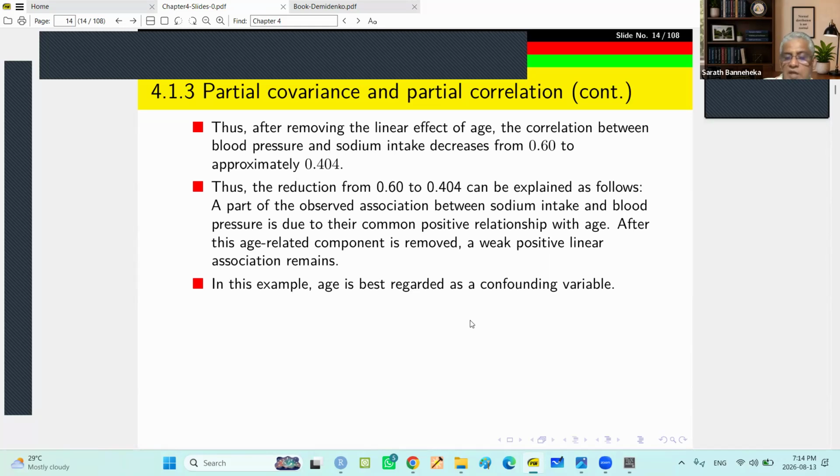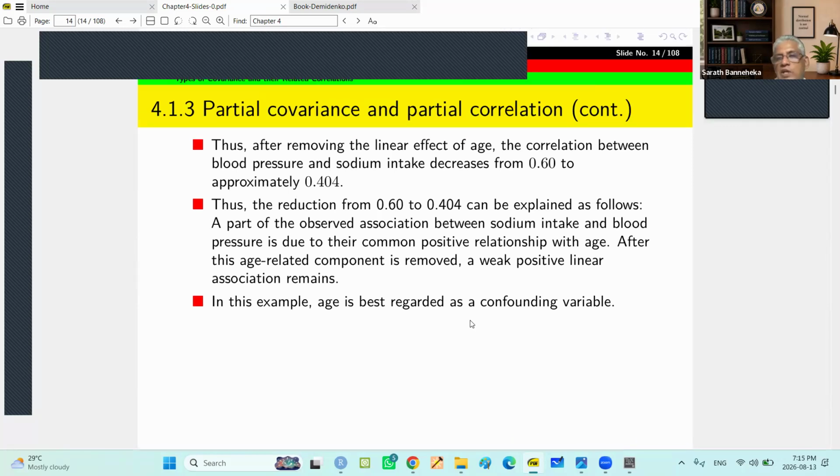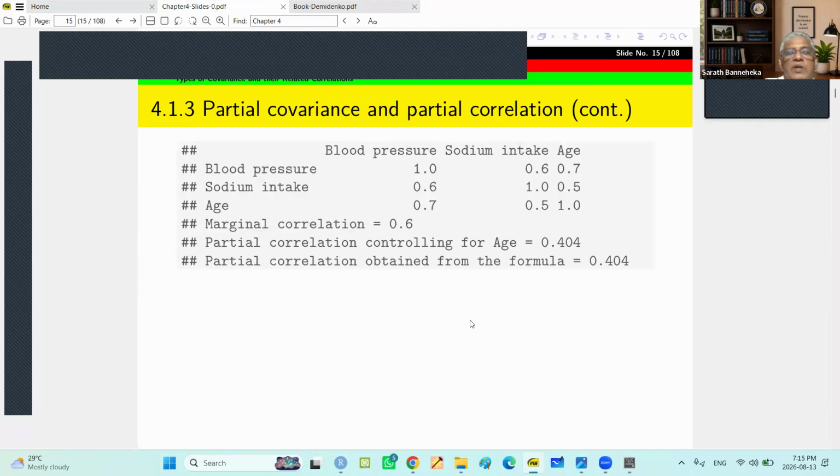Now, I have looked at a sample equivalent of this thing. Remember, I told that these things that we are discussing here are not sample quantities, right? When you say correlation between X and Y, these are theoretical or population quantities. But just to get an idea, I generated some data to have approximately these theoretical correlations in the data, right? So we will look at an example using those generated data.